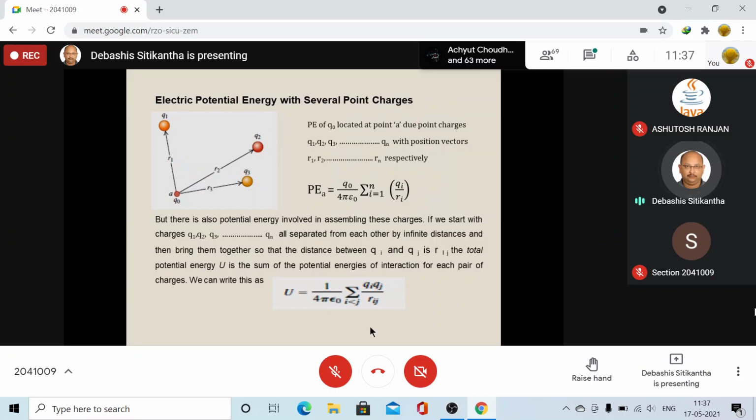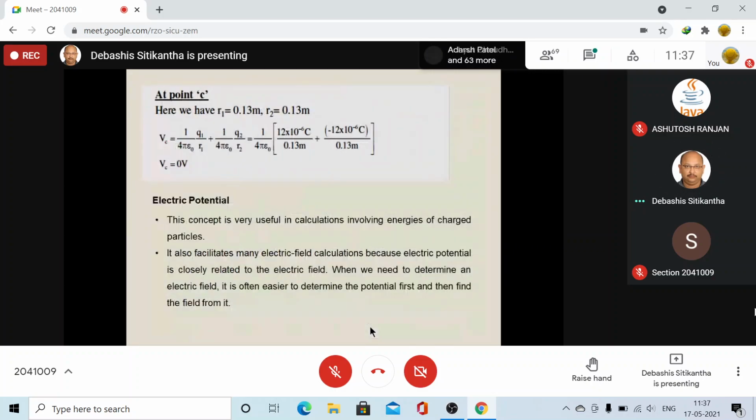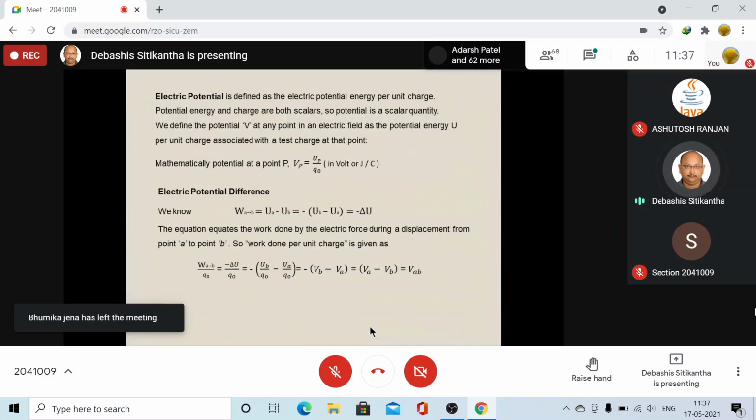Next, we talked about several point charges, very simple things. And next, we studied electric potential. Electric potential, in a very simple way, can be mathematically expressed as the potential energy at any point in the electric field divided by the test charge, or the work done, sorry.